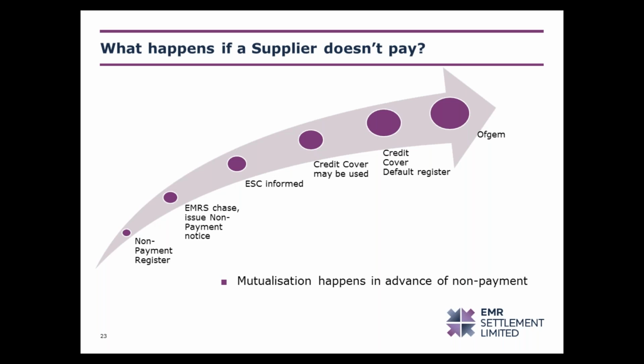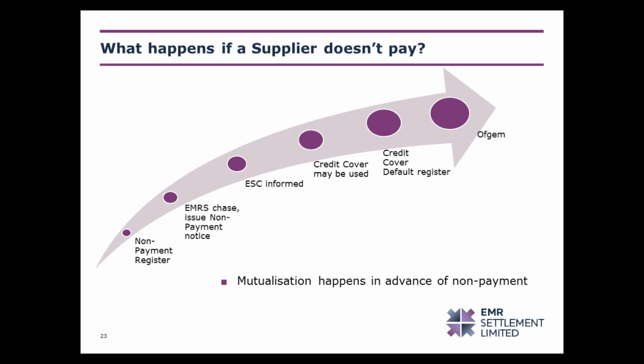That counts as, it's called slightly different in the regs, but it's basically you haven't paid the invoice, so you're issuing an official notice as the regs say has to be done. And ESC will be informed, and we may use credit cover if it's available, and then you'll be entered onto the credit default register as we have used your credit cover. And ultimately, Ofgem, the regulator of the market, will be notified, and they do have powers around supplier licensing, so we can report non-compliance to Ofgem.